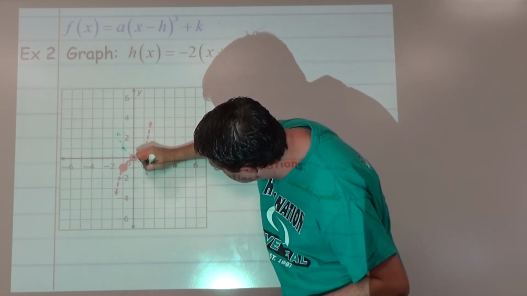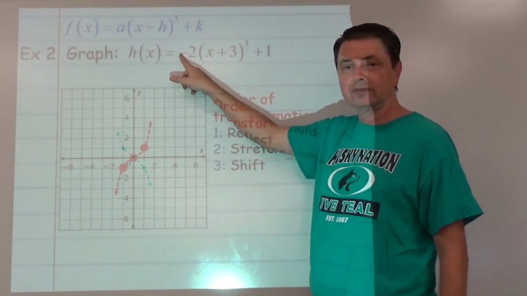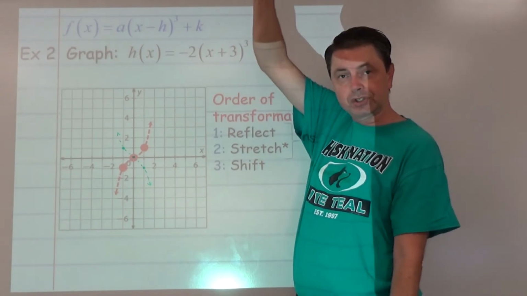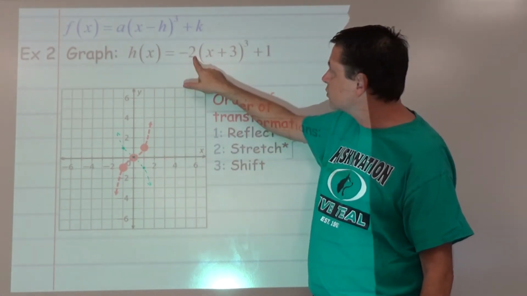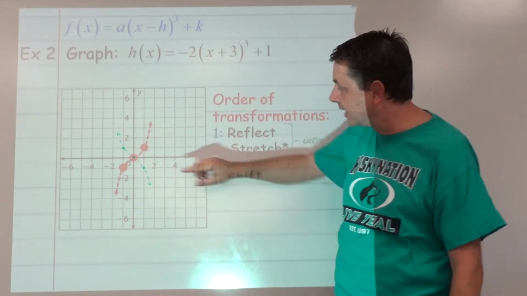Bend. Bend. That would be the negative. Then stretch. So now when we stretch, we are multiplying by 2. So we're multiplying y coordinates by 2.